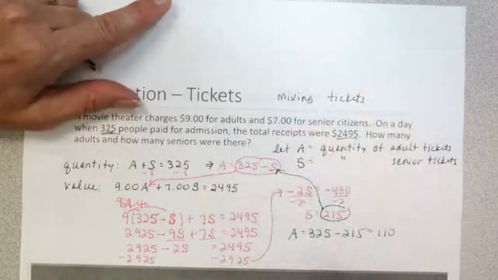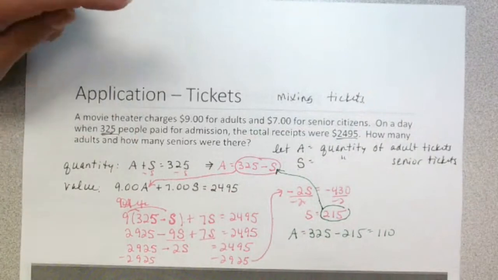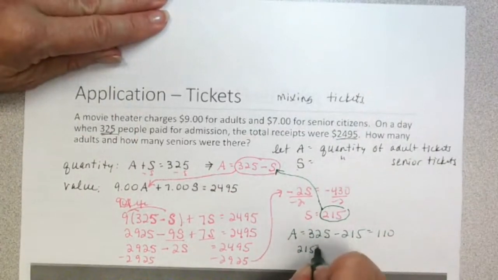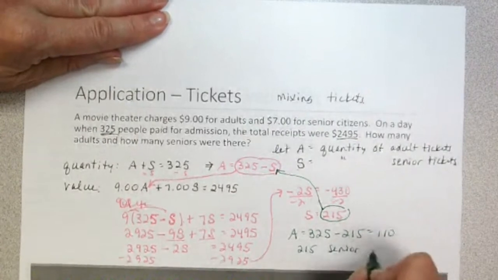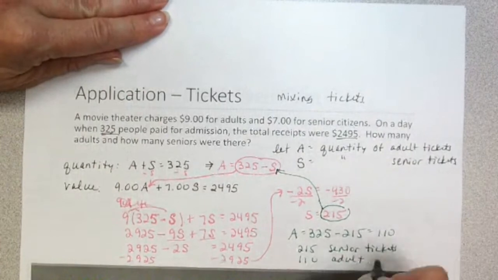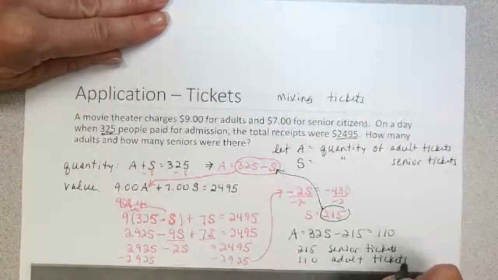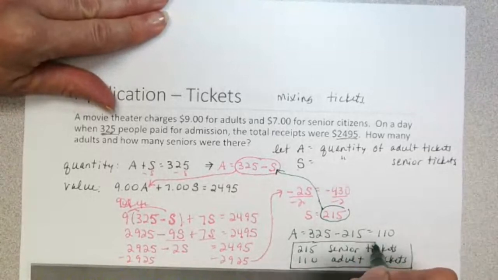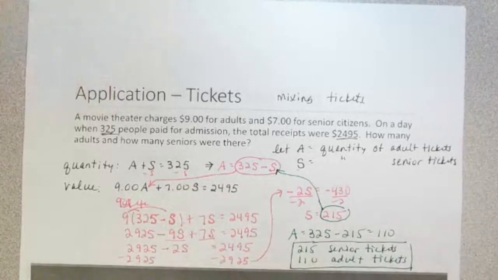All right. So our answer here says that we sold 215 senior citizen tickets and 110 adult tickets. Okay, I can always check that by plugging these values back into both of the equations and making sure that they're true.